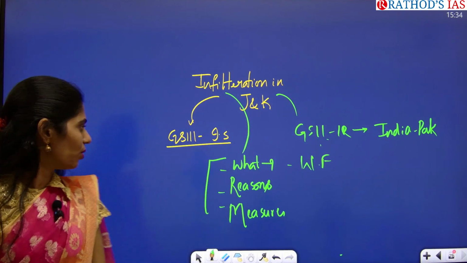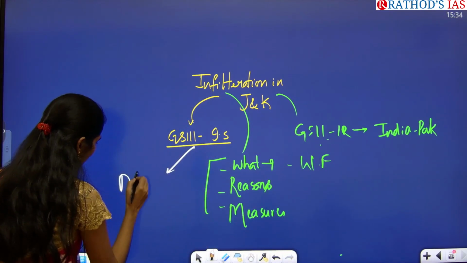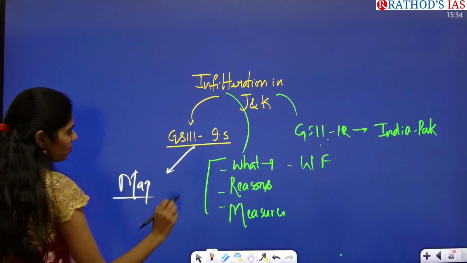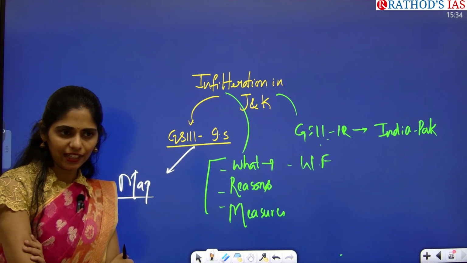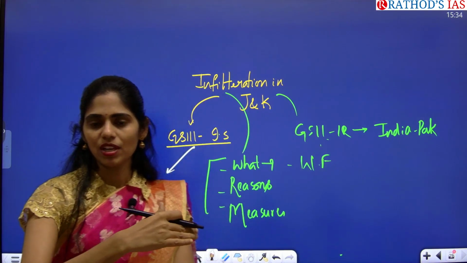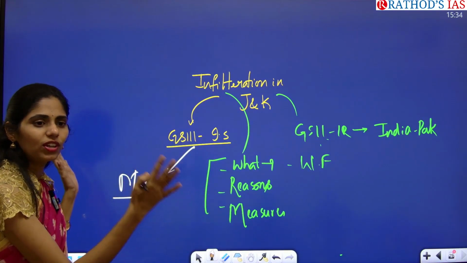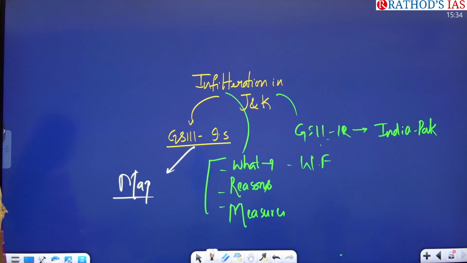And even one more area you can focus on is the map. You can draw a map of Jammu and Kashmir. Recently many areas of Jammu and Kashmir were under attack. You have to see which areas they are and what the distance is between them. You have to see the proximity of those places to the India-Pakistan border. Okay, clear?